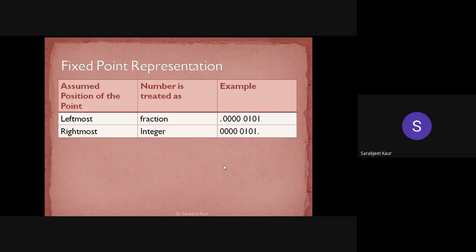So there are two types of representations. In the first representation, which is also known as the fixed point representation, the position of the point is fixed. It is taken to be either the leftmost or the rightmost. So if it is taken to be the leftmost, then obviously the entire number, as you can see in this example, becomes a fraction, right?